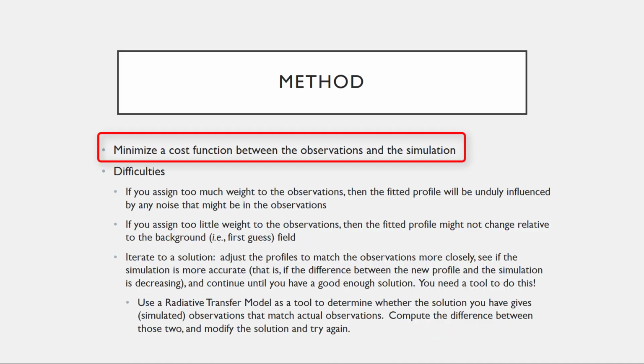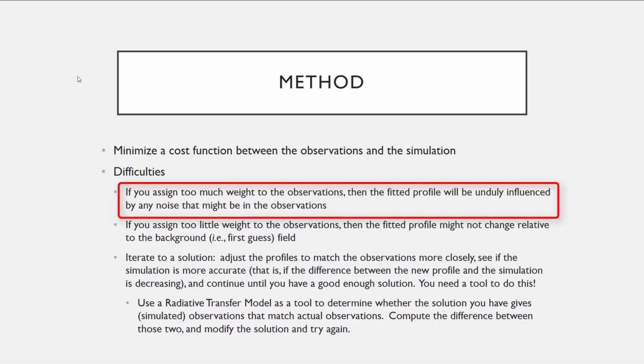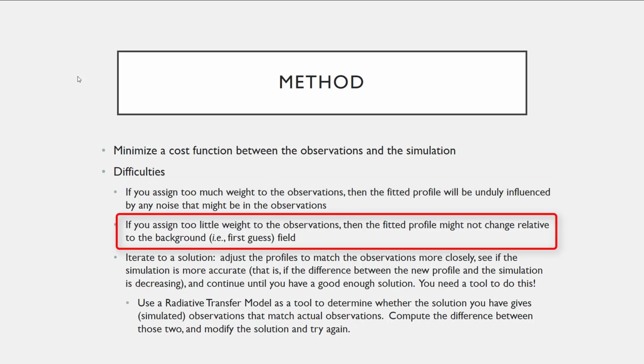Retrievals typically mean you are minimizing a so-called cost function between the observations and the simulation. There are some difficulties. If you assign too much weight to the observations, then the fitted profile is going to be influenced by any noise that might be in the observations, and too much of that noise will show up in the final profile. If you assign too little weight to the observations, then the fitted profile might not change relative to the background. So there's a balance you have to achieve.